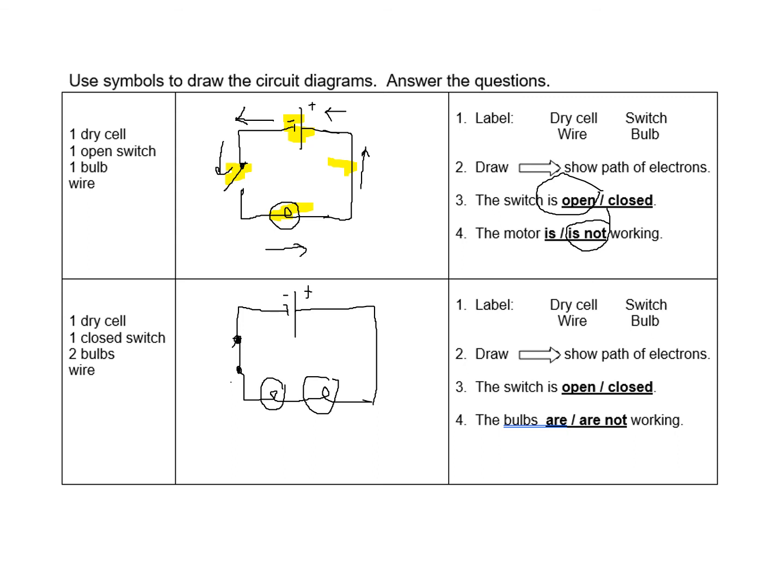Now, again, electricity moves from negative. That's how you draw arrows. And then it goes back here. So this time, the switch is closed, so you're going to get light. Nice and beautiful. So here, the switch is closed, therefore the bulbs are working.